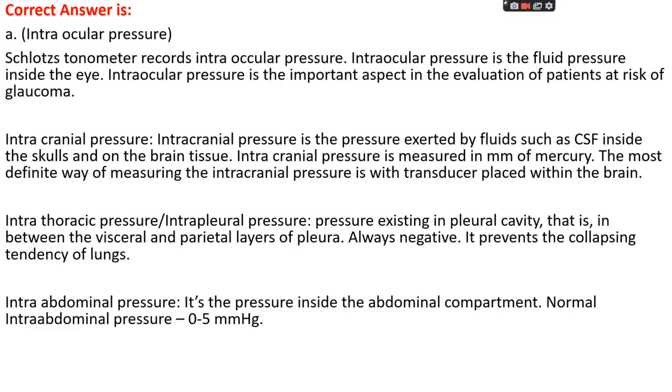Similarly, we talk about intrathoracic pressure, which is also known as intrapleural pressure. It is the pressure existing in the pleural cavity, in between the visceral and parietal layers of pleura. This intrathoracic pressure is always negative because it helps to prevent the lungs from collapsing. Similarly, intra-abdominal pressure is the pressure inside the abdominal compartment. Normal intra-abdominal pressure ranges from 0 to 5 mmHg.